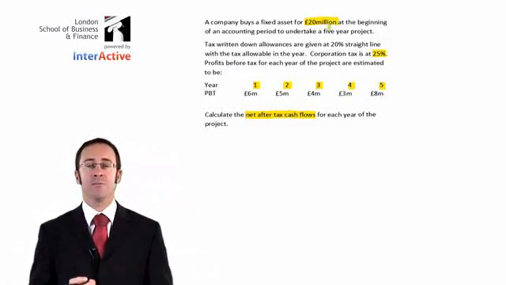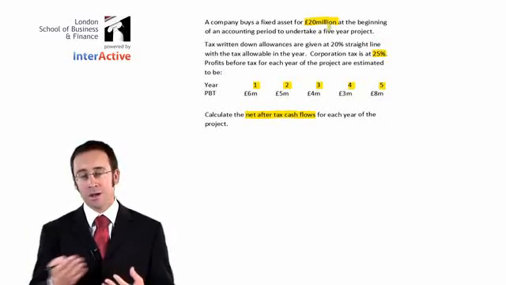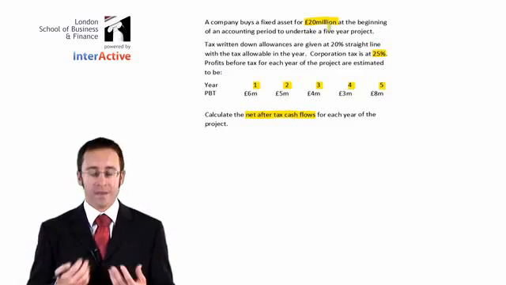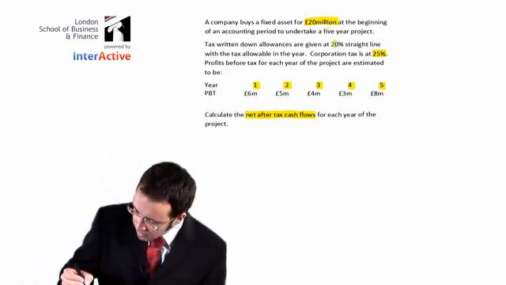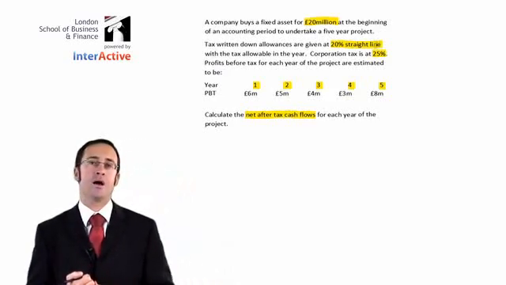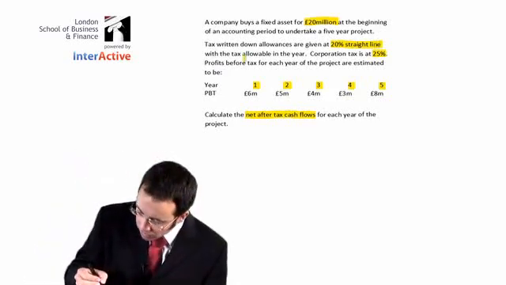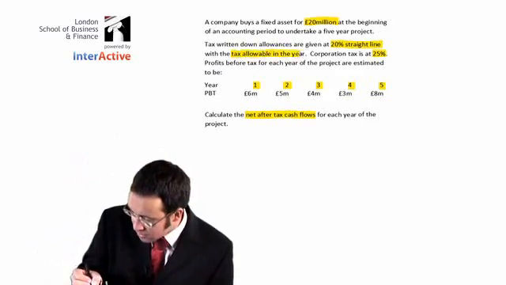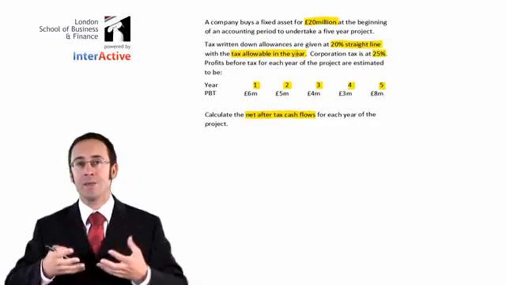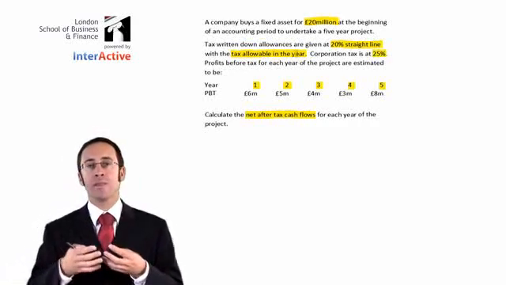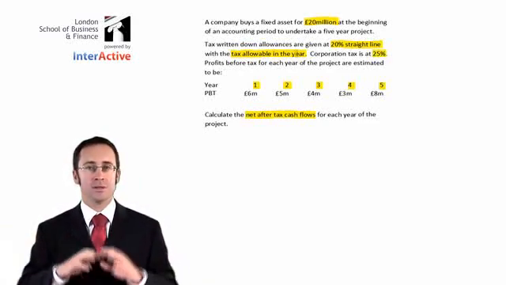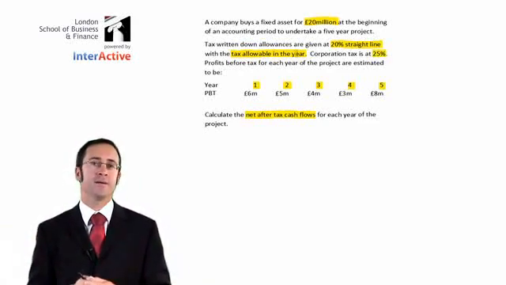That purchase of the asset will then give rise to capital allowances over the life of the project, here 5 years. The capital allowances we are told are 20% straight line allowances, and the tax is allowable in the year. So in year 1, we'll be able to claim the allowance in year 1. It's not looking at any tax time delay and claiming the allowances in T2. So nothing overly complicated here.